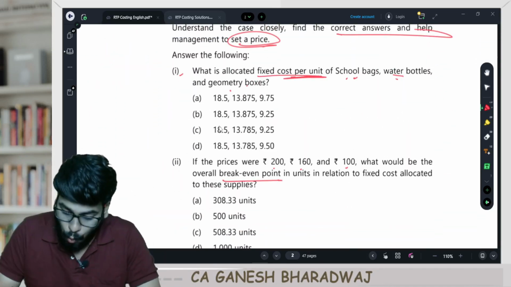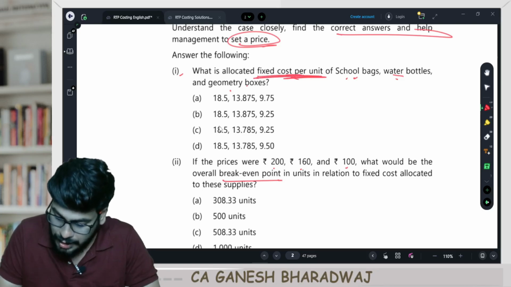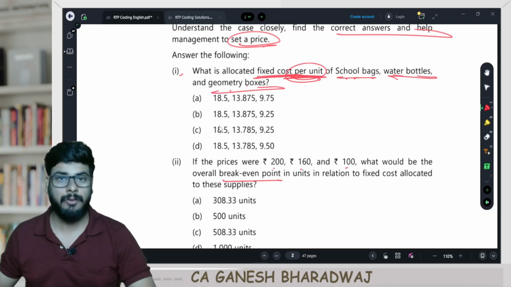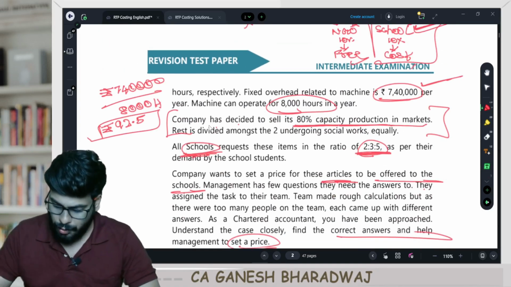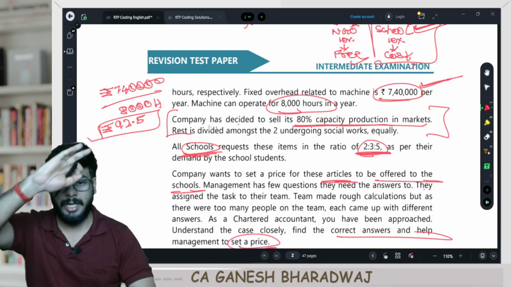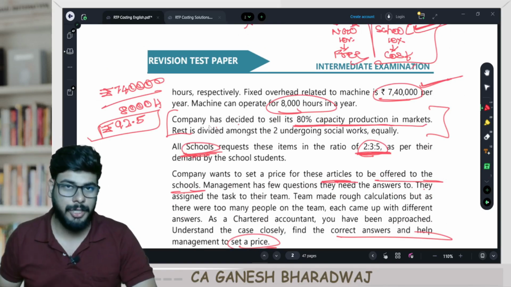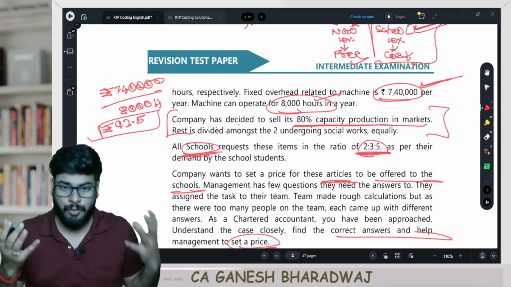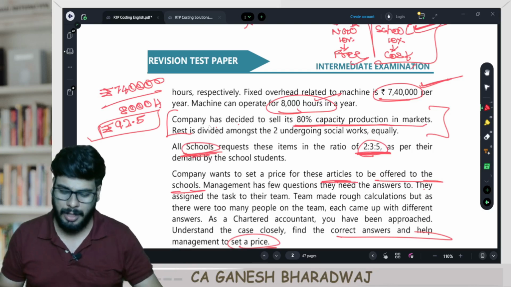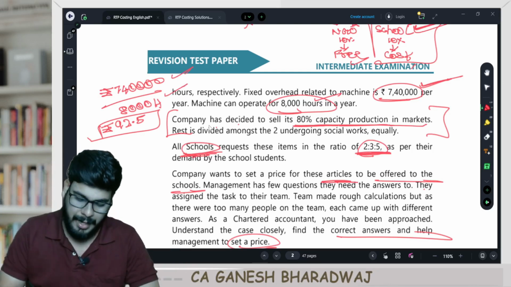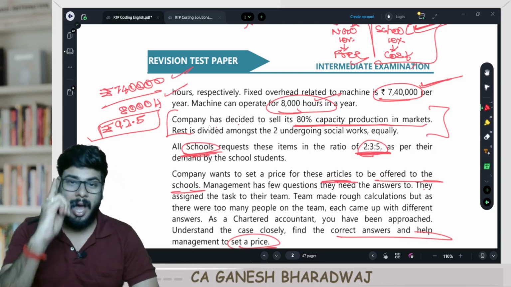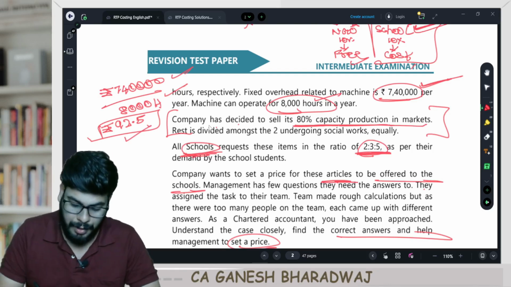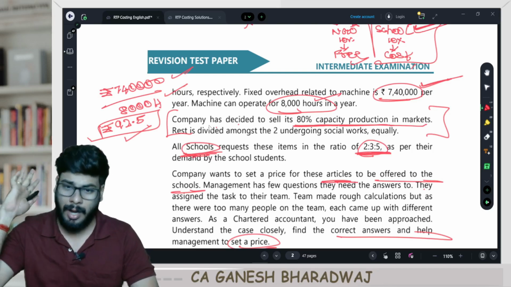First, what is the allocated fixed cost per unit of school bags, water bottle and geometry boxes? We can easily find out, right? How will you do that? We know that 7,40,000 rupees is the total fixed cost incurred for this machine, and this machine runs for 8,000 hours in total. I use this machine for manufacturing all the three products only. So 7,40,000 divided by 8,000, how much is that per machine hour? I am actually incurring a fixed overhead cost of 92.50. Are you clear with this?